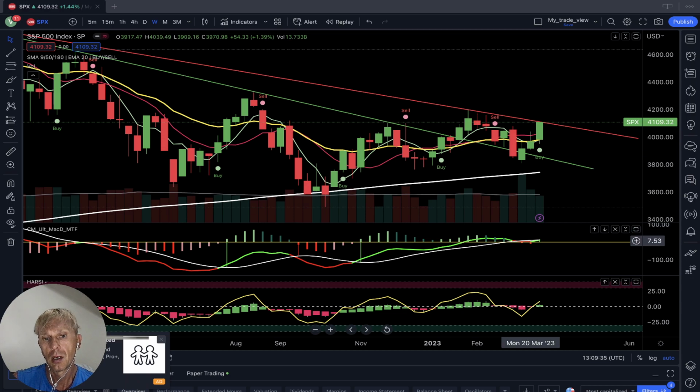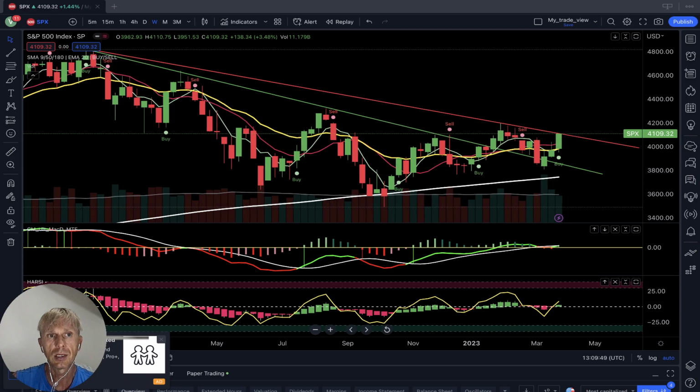MACD green, Heikin Ashi green, bullish crossover on RSI. Looks like it's bullish on the weekly time frame. It's a bullish trend between two major trend lines. This trend line started from the top of the market, you see? There are two trend lines. The red one is the top, the green one is the lower. We have been in between these for the last couple of months. SPX is between major trend lines.